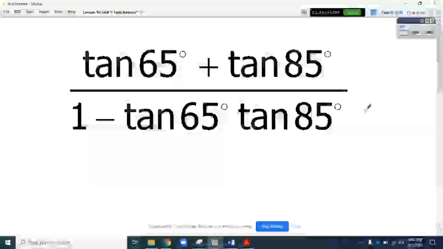All right, next up, this looks nasty. Okay, right? And the directions would say evaluate. But you can use your sum and difference identity sheet and you can evaluate this. So do it.